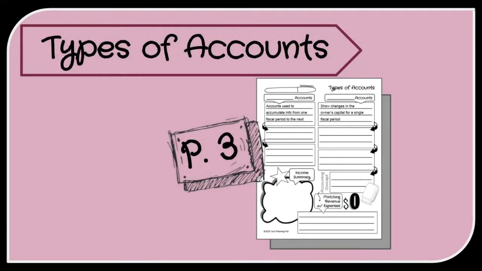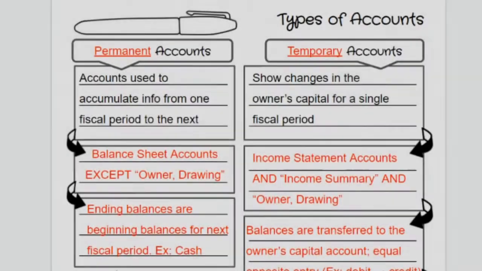Moving on to page 3, this is all about types of accounts. There are two types of accounts. We have permanent accounts on the left, and these are accounts used to accumulate information from one fiscal period to the next. So this includes balance sheet accounts, except for owner drawing. And the idea here is that the ending balances are beginning balances for the next fiscal period.